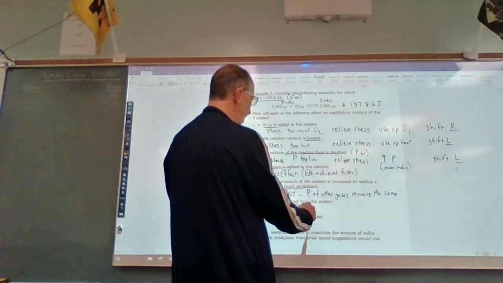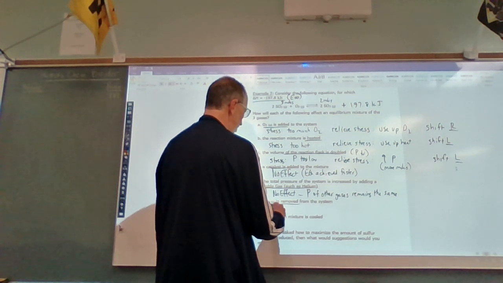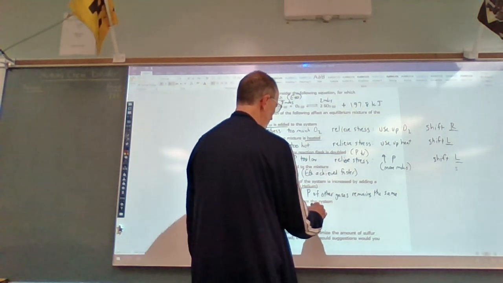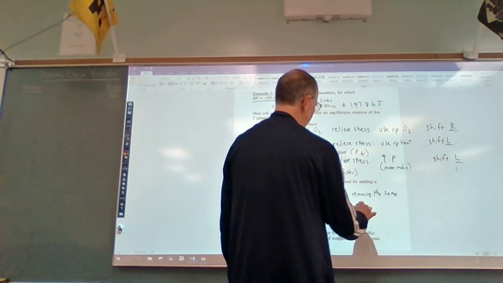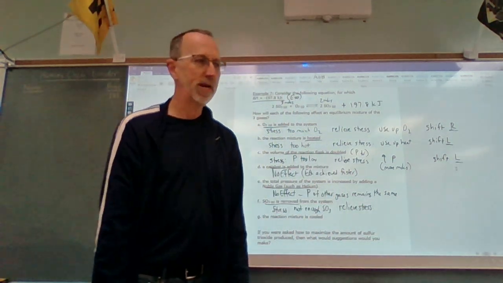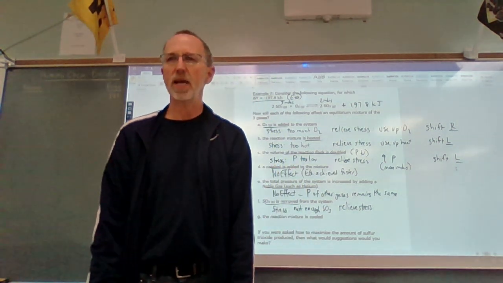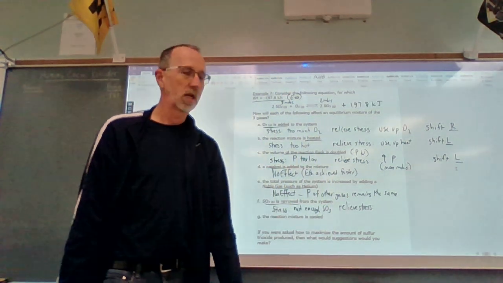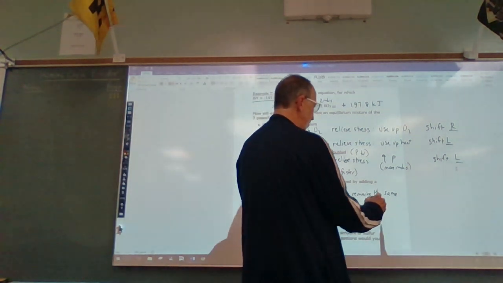Next one, SO3 is removed. All right, so the stress now is there's not enough SO3. So to relieve that stress, what do we do? Well, if your brain tells you your cells don't have enough water, you're getting dehydrated, what does your brain tell you to do? It tells you to drink more water, all right? Same thing here. The stress is there's not enough SO3. We relieve that stress by making more.